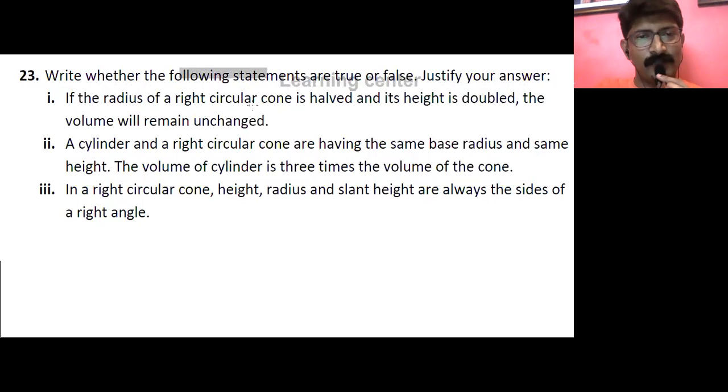If the radius of the right circular cone is halved and its height is doubled, the volume will remain unchanged. So let's try and check whether this is true or not. Okay, so we'll start solving the first question. It's a very simple question, students.